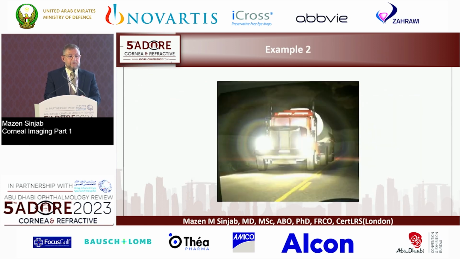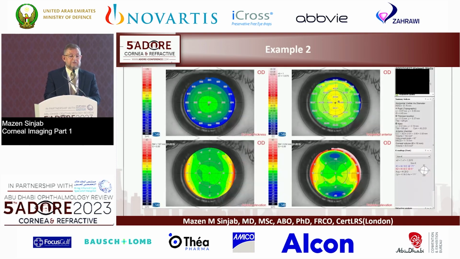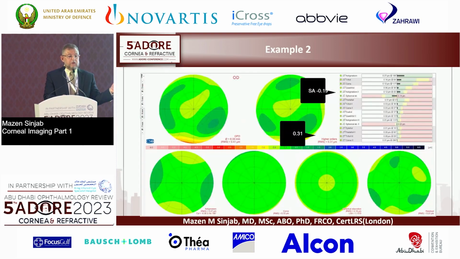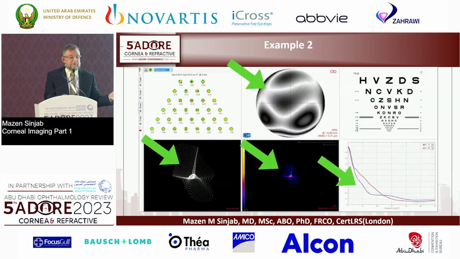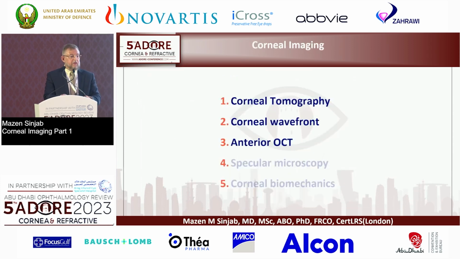Now we come to example number 2. The patient is suffering from halos, but when we checked his topography, it seems very good, and the amount of spherical aberration is minus 0.19, which is nothing. And if we look at the quality, then we can see that there is a very small trefoil, Mercedes sign, and the MTF is relatively good. So the cornea is not the source, but maybe something inside.